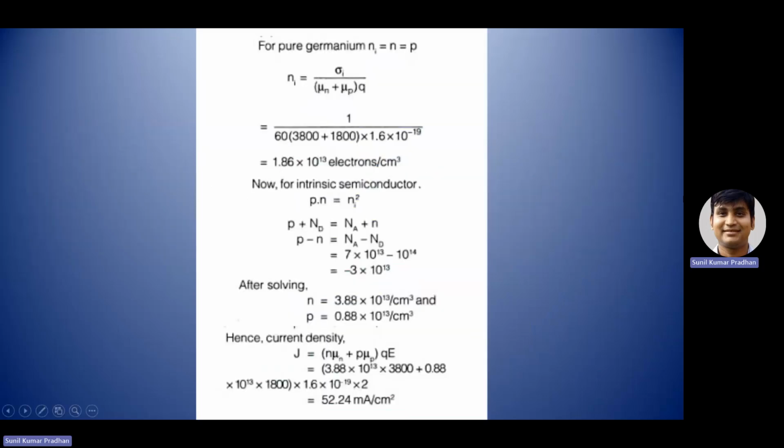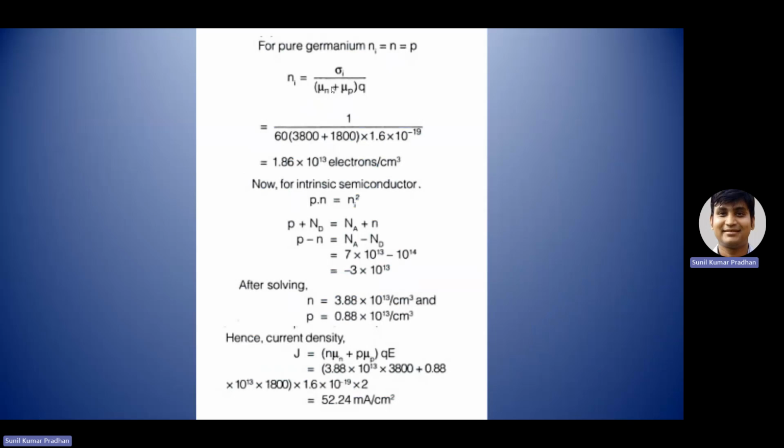For that, as you know, in pure germanium the intrinsic carrier concentration is equal to the electron concentration and equal to the hole concentration. So what is my intrinsic carrier concentration here? It is conductivity divided by mu1 plus mu2 into charge. Here, mu1 is the mobility of electron and mu2 is the mobility of hole for this germanium, and the charge is the charge of electron.